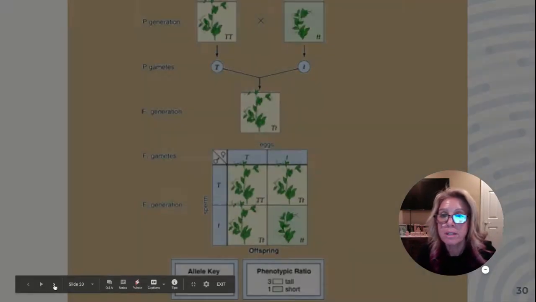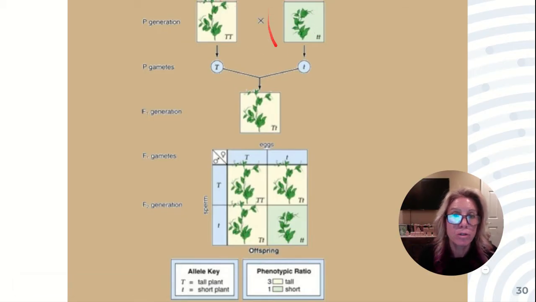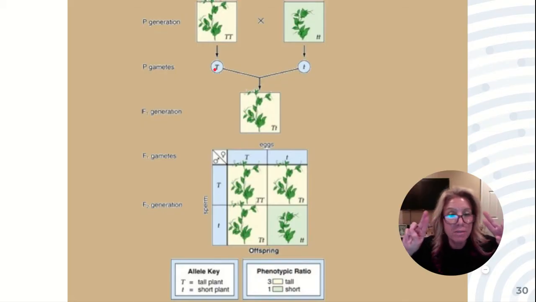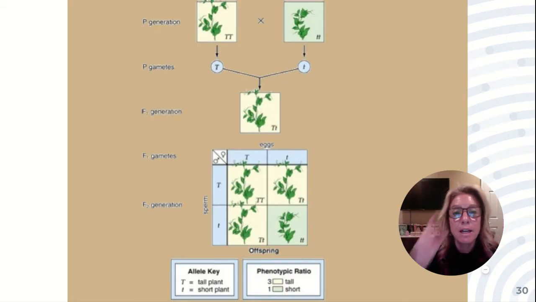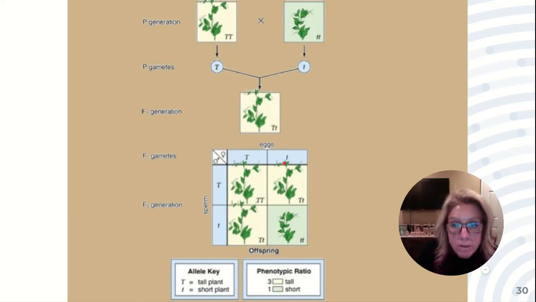So let's remind ourselves, if we look here, here's our tall plant, here's our true breeding short plant. The only thing this true breeding tall plant is able to give is a big T. That's all it has. It still does meiosis 1, but all of them are big T's. Every single one of these chromatids is a big T, and over here they're all little t. So then this is your F1, big T, little t. Notice here you've separated. This is where you see the law of segregation.